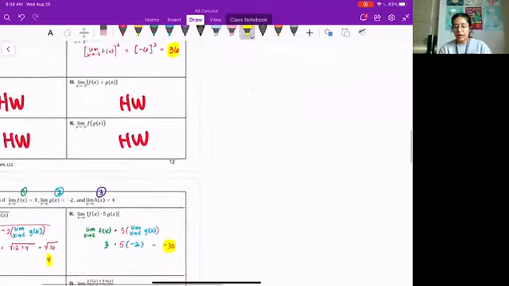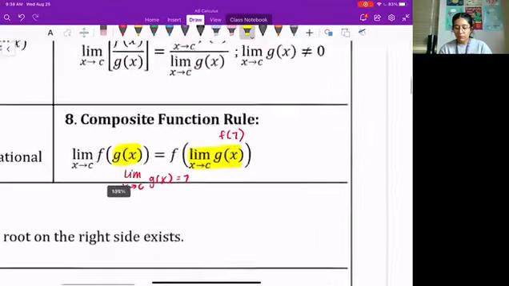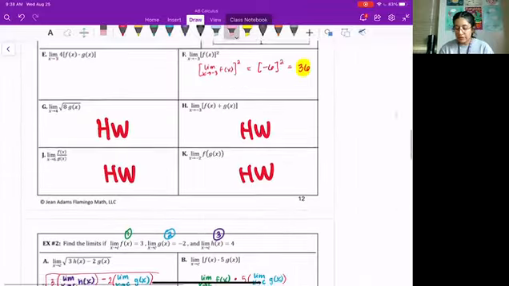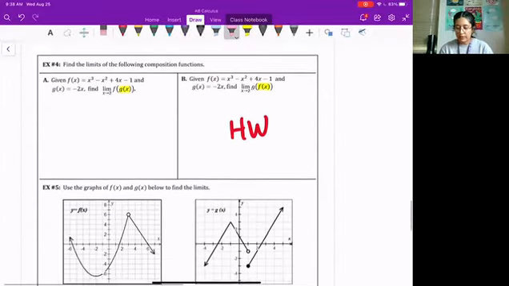Going back to my property rules at the top, once I find the limit of that inside function, then I go to this next step. I'm no longer finding a limit. I'm just finding the function's value at that point. So let's do some examples for that.